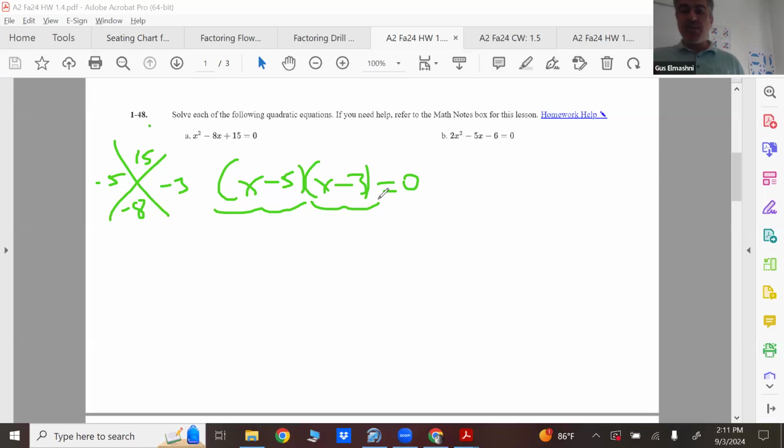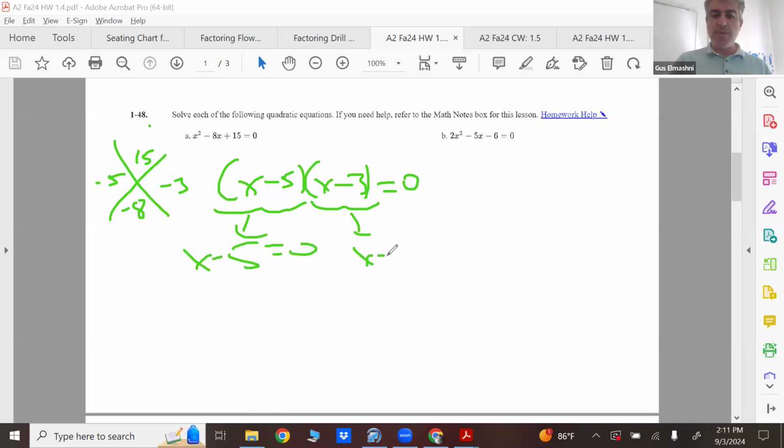That was on the quiz, and that's where you guys had some trouble. I'm going to talk about the quiz in just a moment. So either this has to be 0 or this has to be 0. So what does x equal in each case?